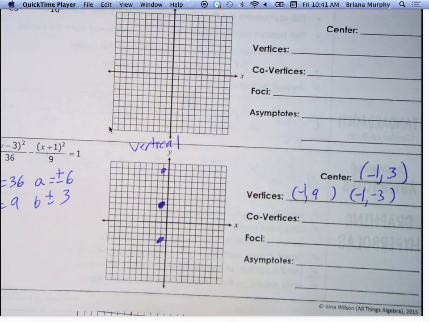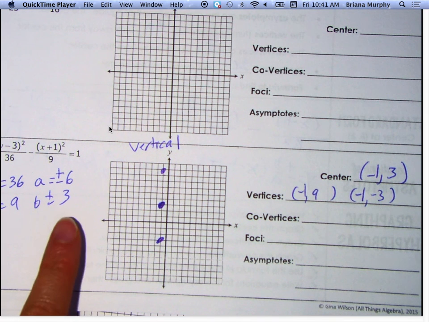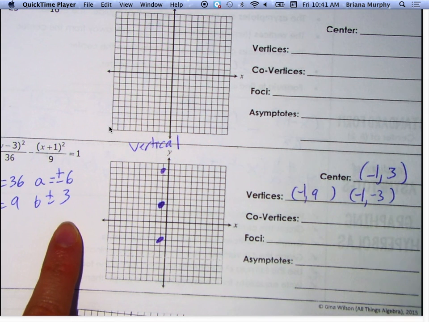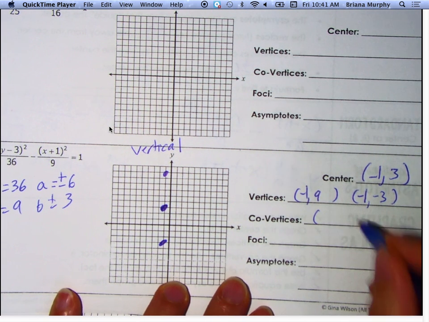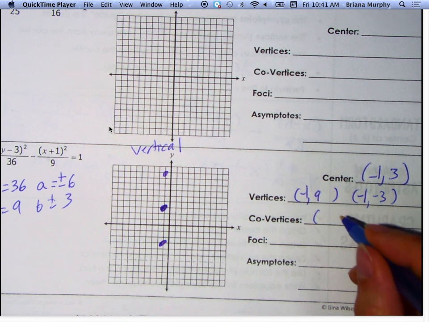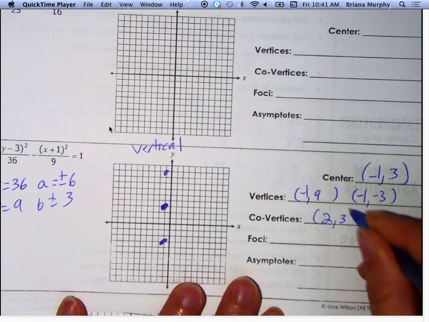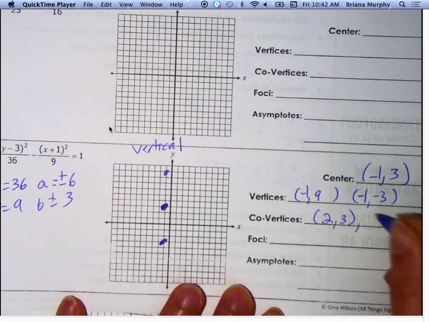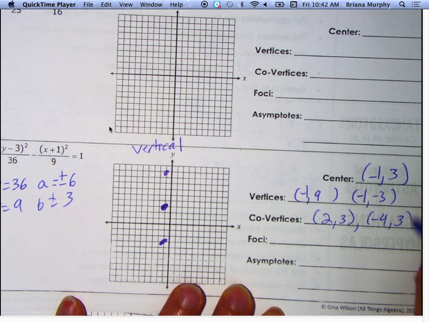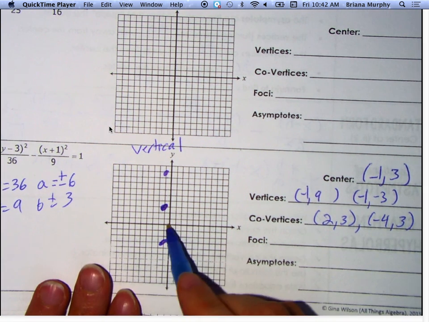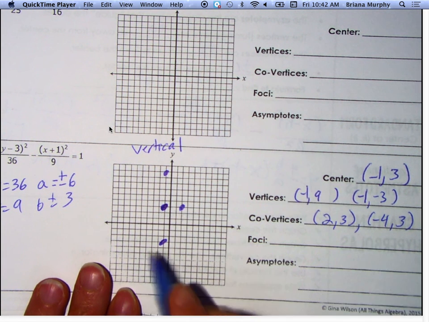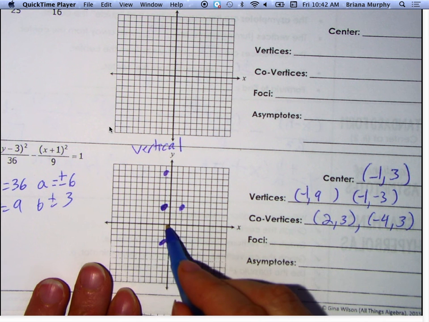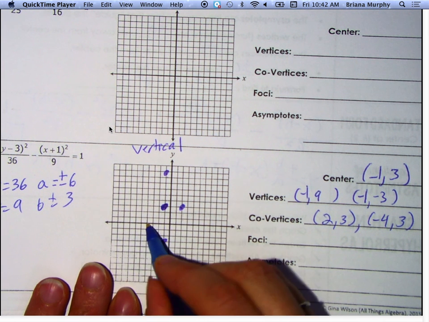Okay, what are my co-vertices going to be? Where am I going to put that 3? I'm going to add it to the center's x or the center's y? X. So I get 2, 3, and negative 4, 3. Correct. So now I'm going to graph those. I'm going to go to the right 2, up 3. I'm going to go to the left 4, up 3.